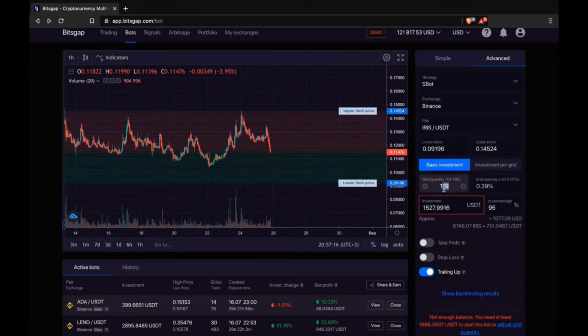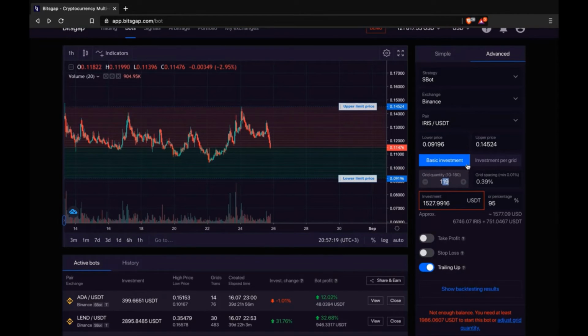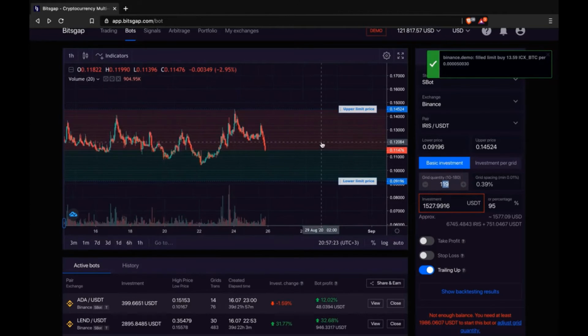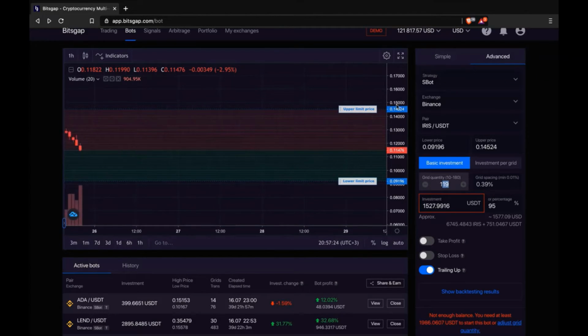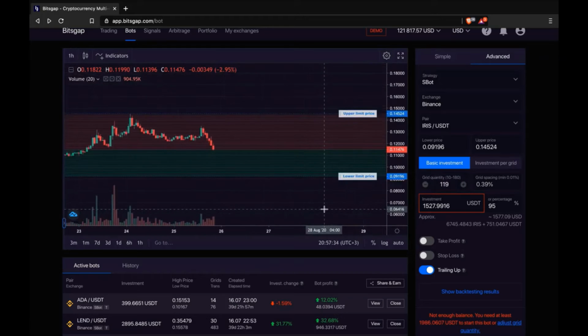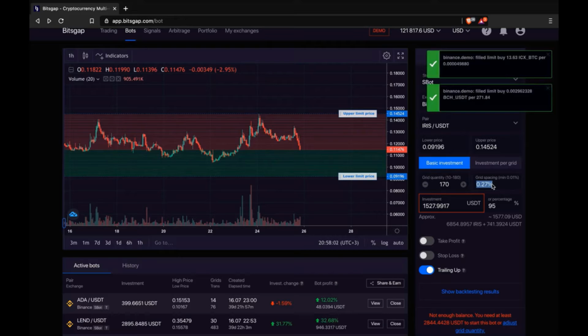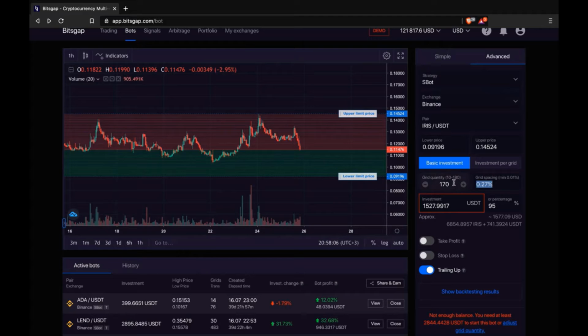The more grid levels you have, and the limit is 180, the narrower is the grid spacing. In other words, the distance between your orders. So let's say I want to have 170 grid levels. Notice that my grid spacing reduced. In the opposite way, having fewer grid levels makes grid spacing wider and lesser investment allocation is required.